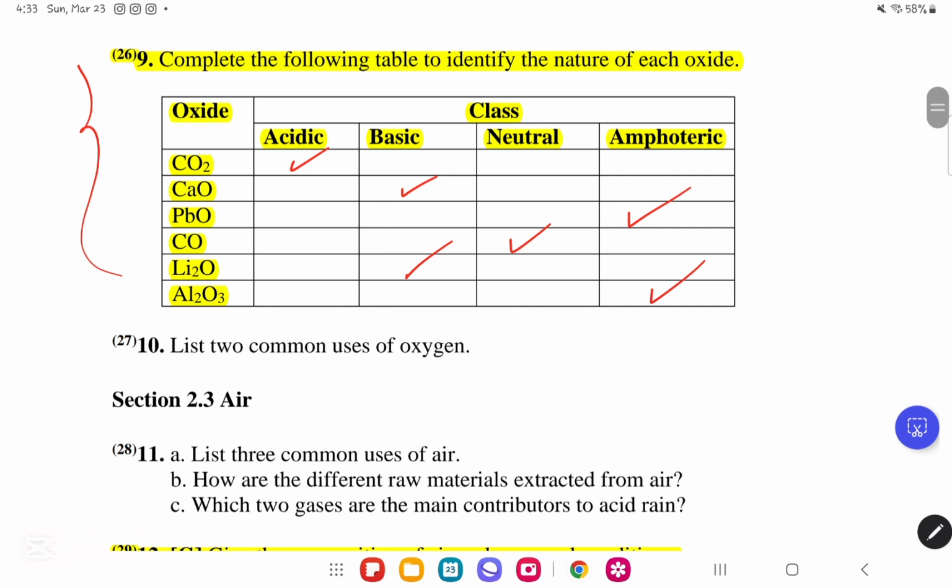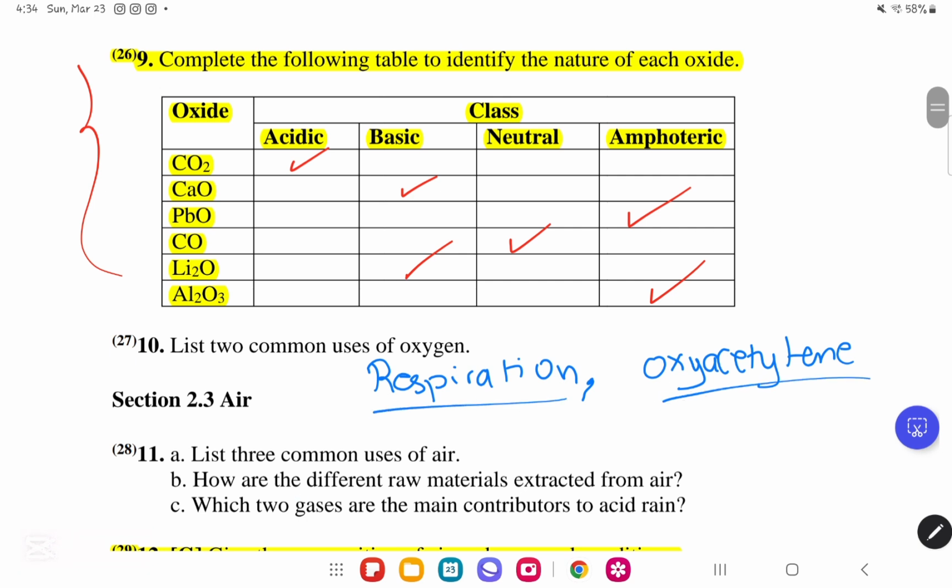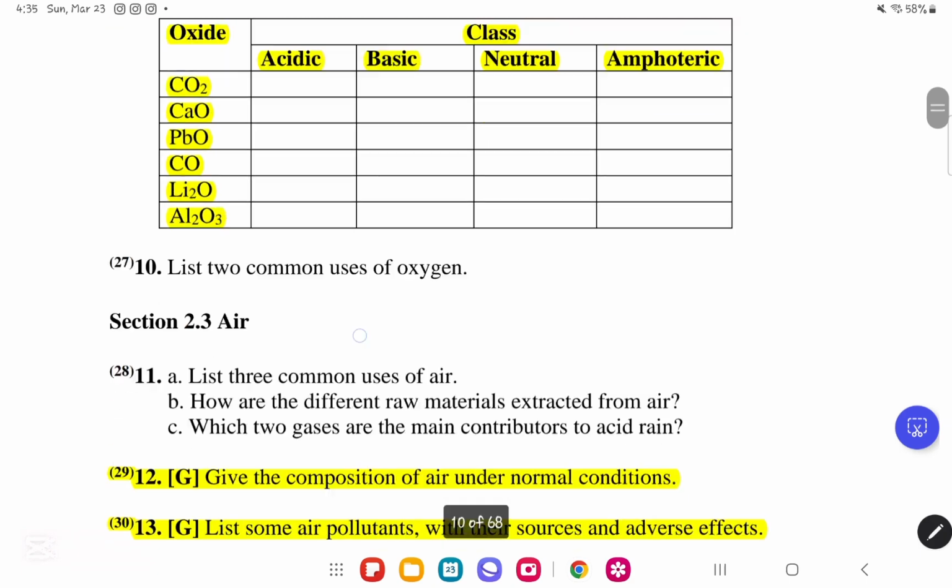List 2 common uses of oxygen. Oxygen is used for respiration. This is one use. It will give us energy. And also oxygen is used for the production of oxyacetylene. Okay, so just keep in mind that oxygen is used for respiration and the production of oxyacetylene. So again, 2 common uses of oxygen: respiration, and the production of oxyacetylene. Now we move on to air.